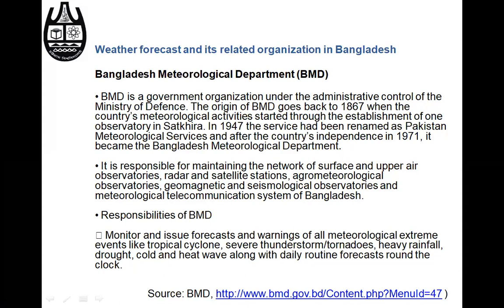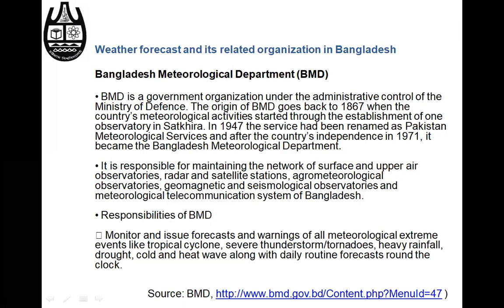system. They have some agrometeorological observatories, from which they can understand the agricultural climatic factors. They have some geomagnetic and seismological observatories. From them, they can know what the conditions would be after an earthquake or after a vibration, and what the scale would be on the Richter scale. They also have a very good meteorological telecommunication system, so that they can produce these data sets and also use those data sets.